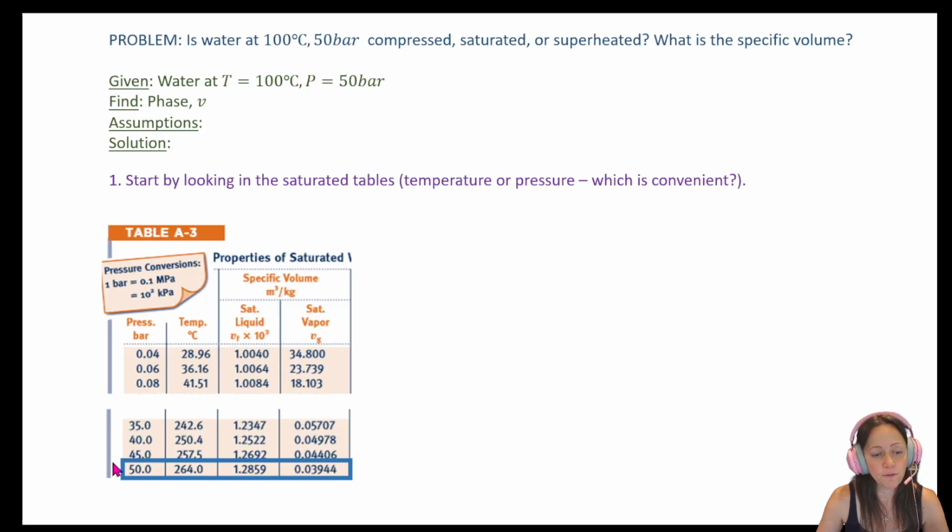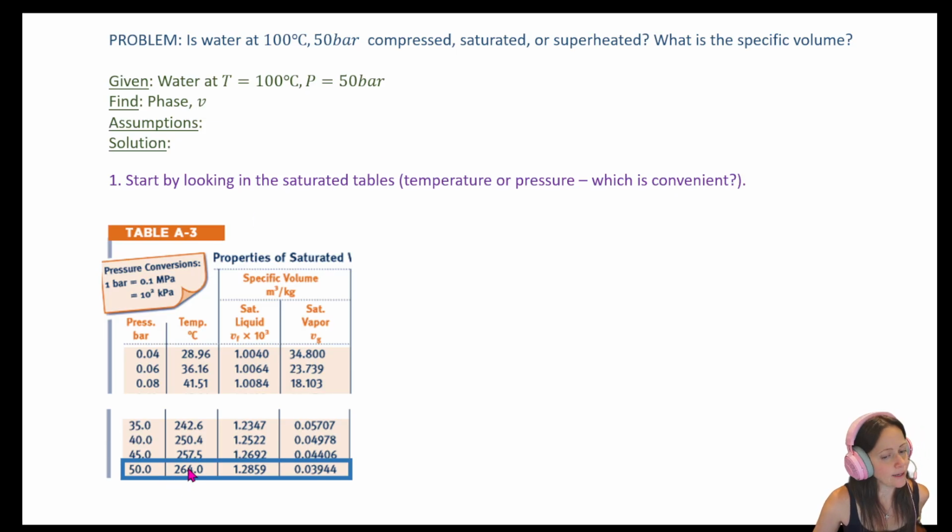So we are at 50 bar and 100 degrees Celsius. Now you'll notice, unlike the previous problem, I'm looking at table A3. Could I have looked in A2, the saturated tables organized by temperature? Absolutely, that would be fine. It would tell me the same thing. So either one is convenient here. I'm looking at table A3, which has properties of saturated water organized by pressure.